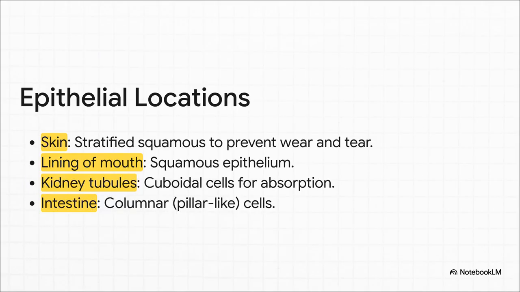And what's so cool is that the shape of these protector cells is perfectly matched to their specific job. Your skin, for example, needs to be tough, right? So it's got lots of layers. We call that stratified squamous. But in your kidneys, where you need to absorb things, the cells are just a single layer of little cubes, or cuboidal cells. And in your intestine, they're tall columns, columnar cells, to create a huge surface area for soaking up all those nutrients from your food.